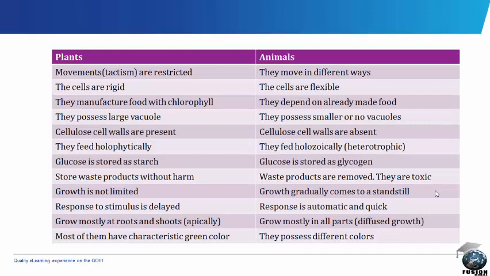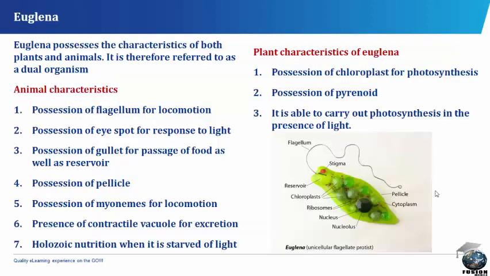Plants, however, grow mostly at roots and shoots, that is apical growth. But animals grow mostly in all parts, which could be called diffused growth. Most plants have a characteristic green color, but animals possess different colors.